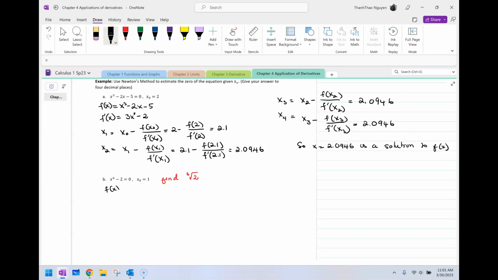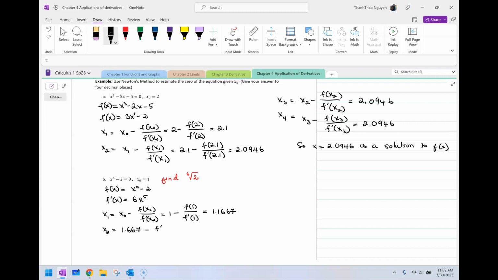Let f of x equal x to the 6 minus 2. Then f prime of x is equal to 6x to the 5th. We know x naught equals 1. So x1 equals x naught minus f of x naught divided by f prime of x naught, which equals 1 minus f of 1 divided by f prime of 1. And that is equal to 1.1667.